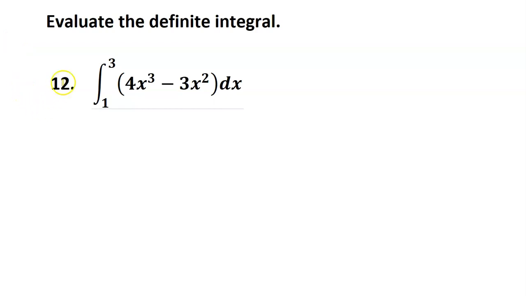In this video, I will show you how to evaluate a definite integral. Now, up until now, we have been finding the indefinite integral, or antiderivative. So what is this definite integral business? Well, you see these little numbers right here, the 1 and the 3.